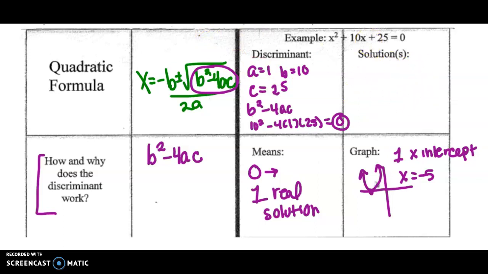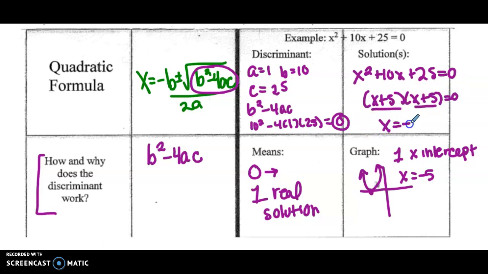And then what I would like you to do in this portion is find your solutions. You have a lot of different ways that you can do this. In this case, we have x squared plus 10x plus 25 equals 0. I know that I can factor this. It factors into x plus 5 times x plus 5. When I solve that, I end up getting x equals -5 twice, but that's still only one solution. So the solution is x equals -5, which means it has one x-intercept and one real solution.